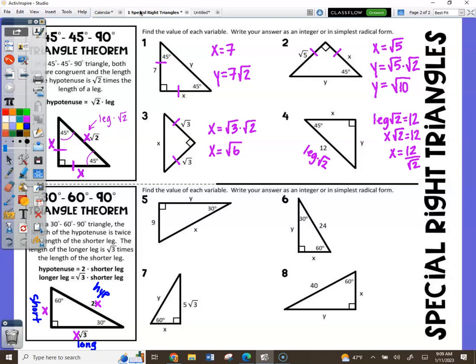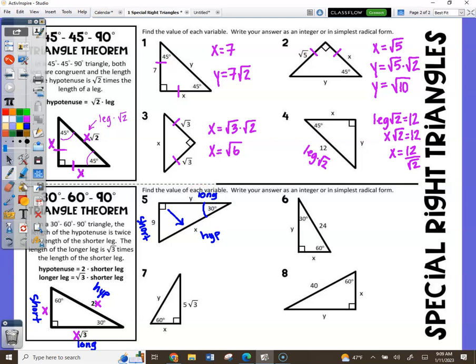So the trick here is labeling the short, the long, and the hypotenuse before you attack the problem. So look at number 5. Y'all know me. I go to the right angle and I find the hypotenuse every time. Then I go to the 30-degree angle to find the short side. So there's the 30, which means coming across from it is the short, which makes this the long.